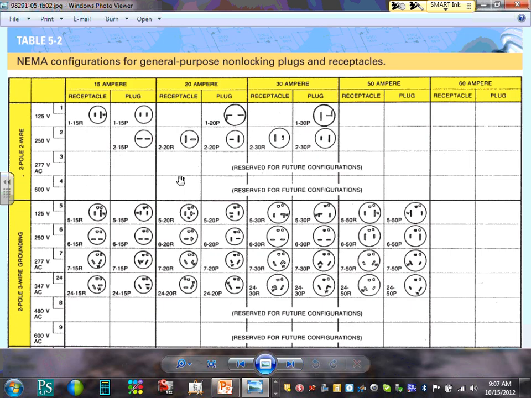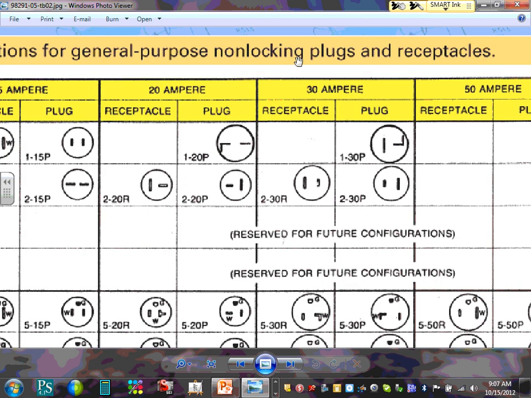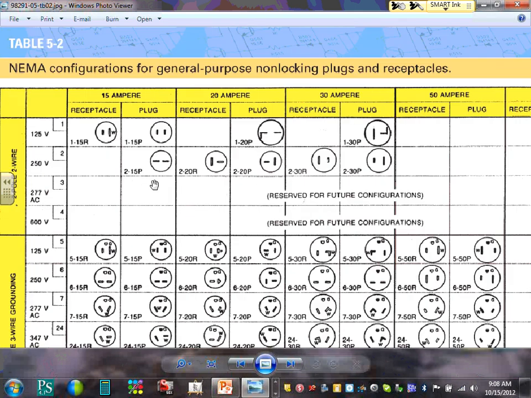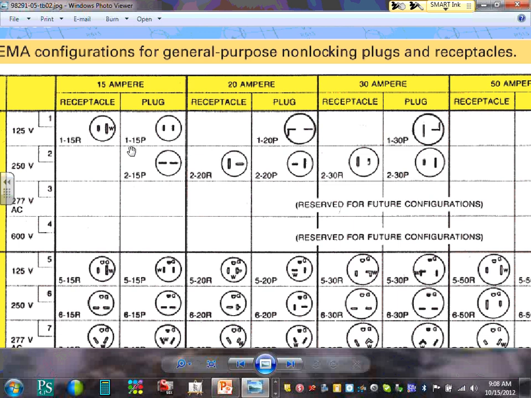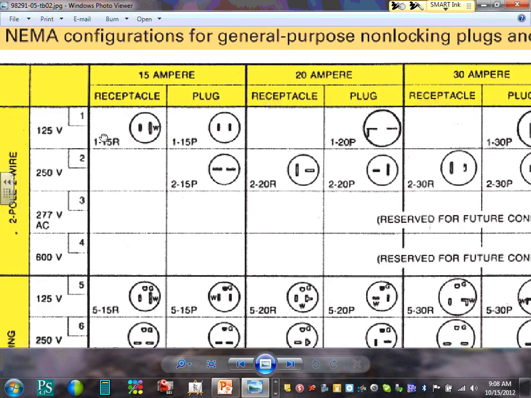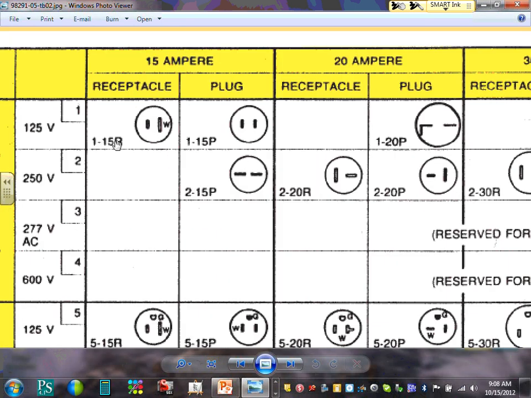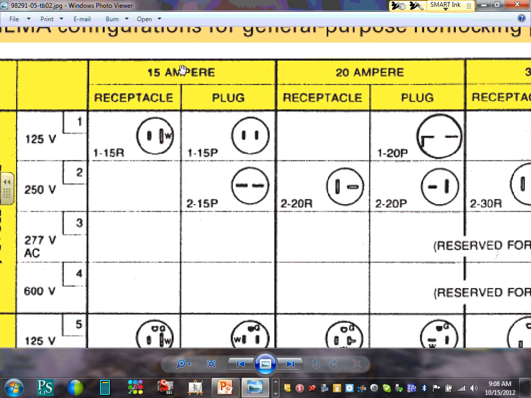Okay, here's where I want you guys, I want to go over this. This is the NEMA configuration for non-locking. Can you guys see the non-locking? This one you're locking, these are locking type receptacles. You plug them in and lock them. These are non-locking. So if you're ever confused, here's NEMA 1-15P is a plug, NEMA 1-15R is a receptacle, no ground with this, guys. Here's the voltage, here's the amp. Can you guys see that?